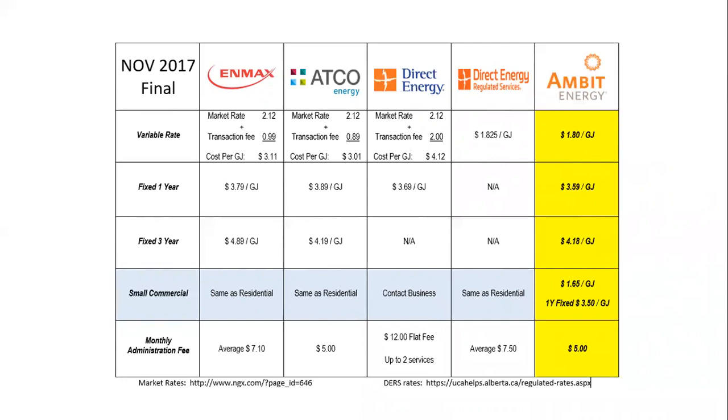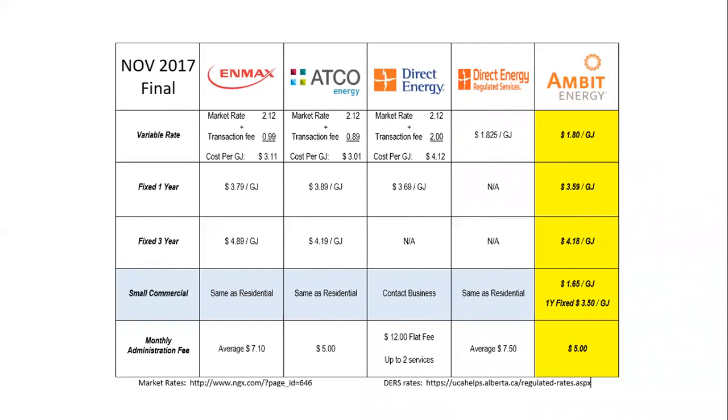and electricity. Now, here's what I want you guys to take note of: monthly administration fees. The fees are where it's at. Nobody likes to pay fees. Ambit is a home run in eliminating fees, and here's how we do it. We eliminate the transaction fee, fantastic, but we also reduce monthly administration fees.